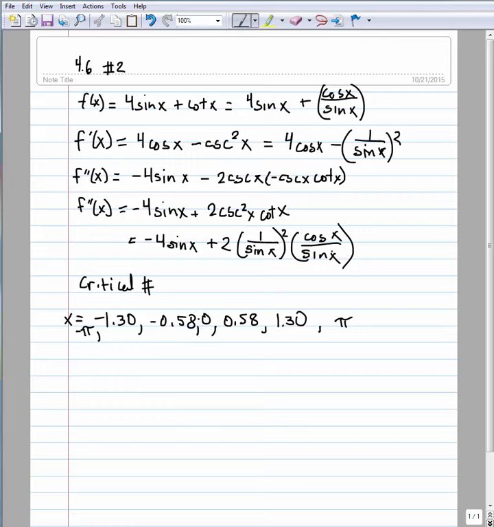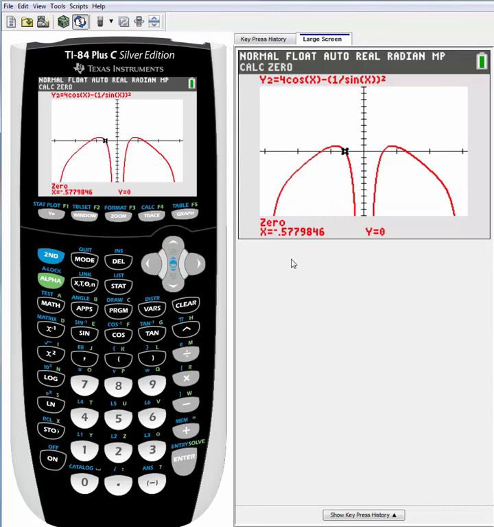And for intervals here, we just test values between each of these. But because this one asks us to use the graph, it's actually a lot easier to see. Anything below the x-axis is going to be an interval of decrease because the slope would be negative, and anything above would be an interval of increase, because the slope is positive.